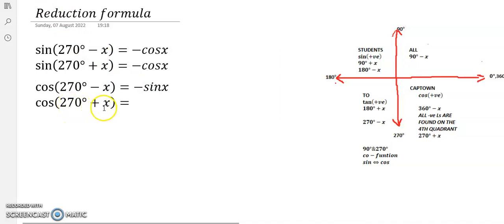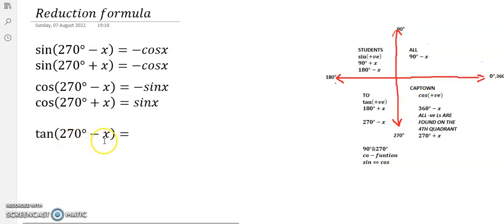270 degrees plus x is on the fourth quadrant, and here on the fourth quadrant cos is positive, then we're gonna have positive. However, on 270 we also have the cofunction, meaning that we're gonna get positive sine x.